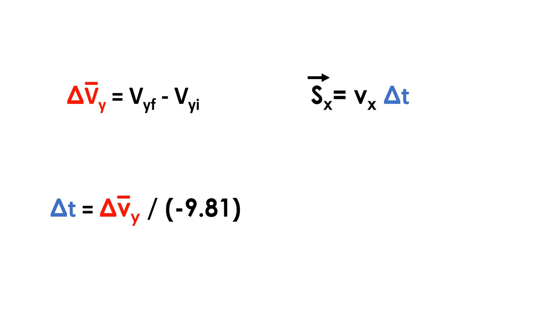But this equation reads horizontal jump distance, so how far the person jumped, is equal to the horizontal velocity multiplied by the jump time, delta t, change in time. And that's what we want to work out, the jump distance.